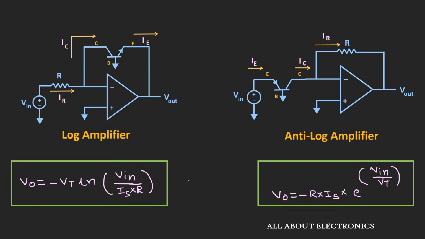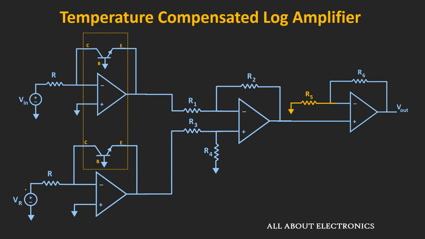So now let us find out how we can modify this circuit so that the dependency on the temperature can be removed. So here is the circuit of a temperature compensated log amplifier. So now let us find out how the circuit works, and using this circuit how we can compensate the effect of temperature on the output voltage.